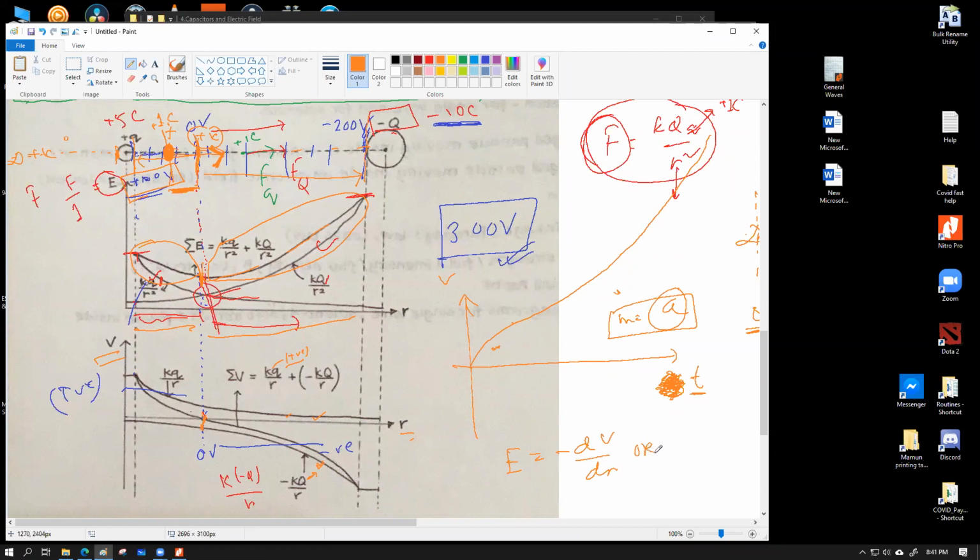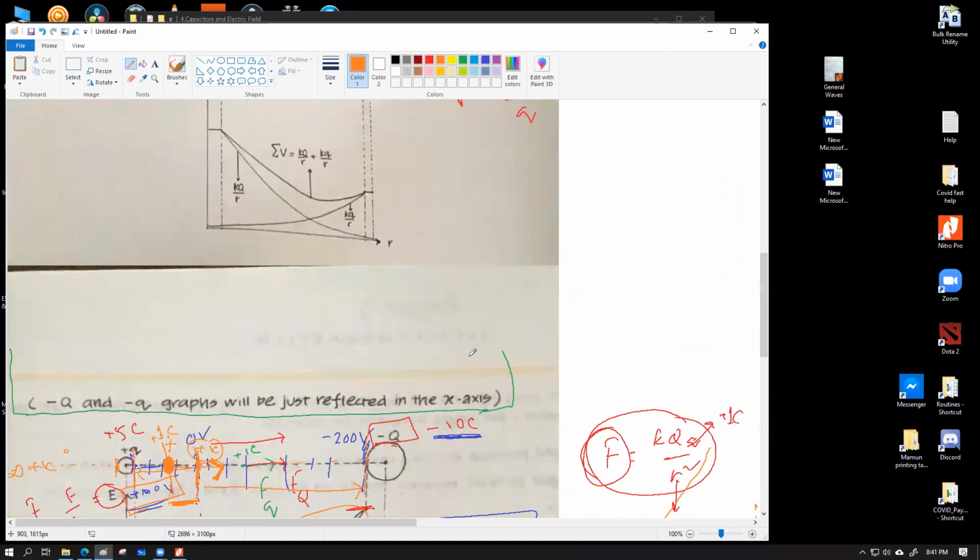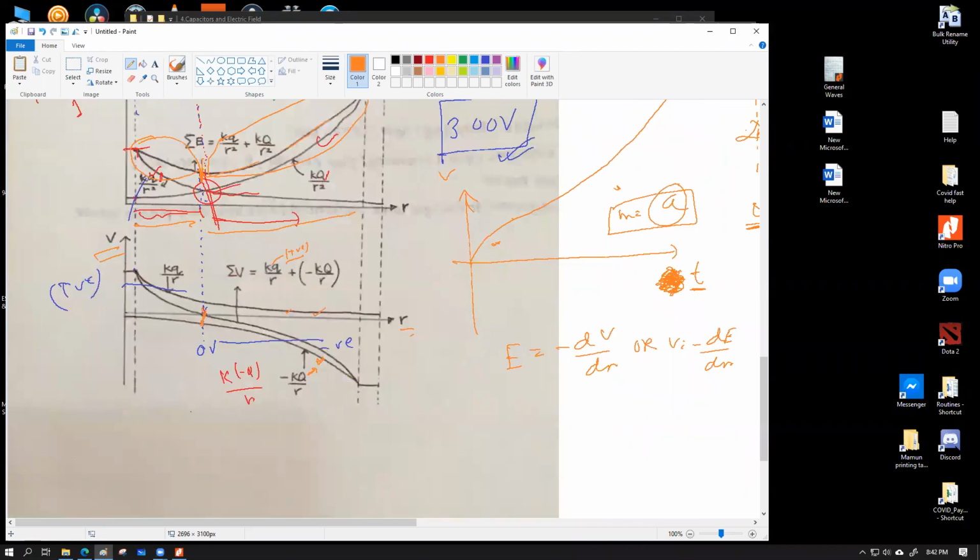Or was it V was given by minus dE by dr? Which one was it? Let's have a look, just to convince you of this fact.